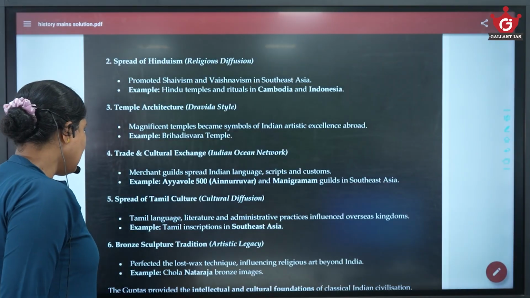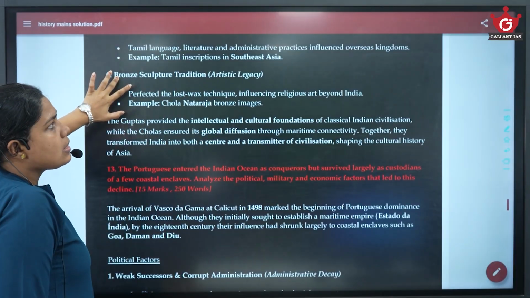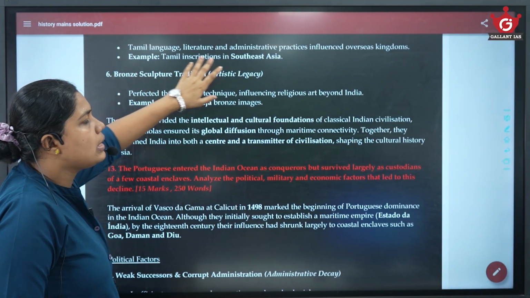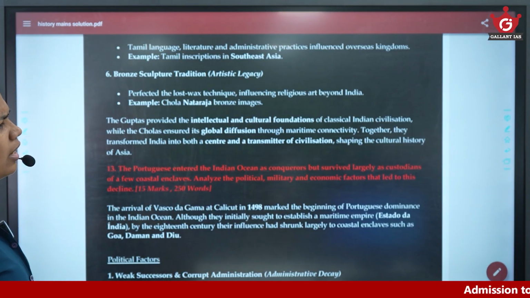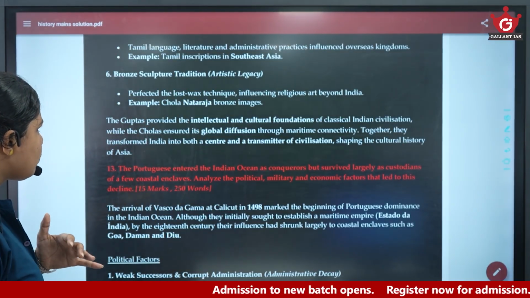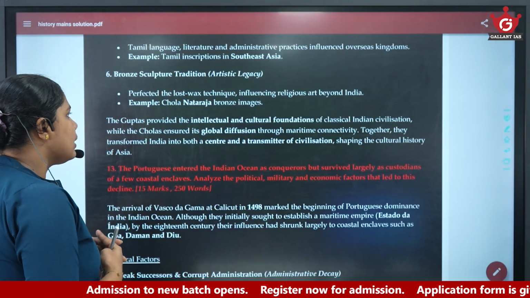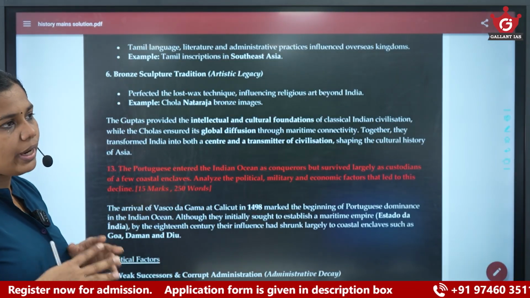Then the spread of Tamil culture. Tamil language, literature, and administrative practices influenced overseas kingdoms. You can talk about Tamil inscriptions. Then the bronze sculpture tradition. The Cholas produced some of the very finest bronze sculptures, perfecting the lost wax technique and influencing religious art beyond India. You can talk about Chola Nataraja, which is very famous.